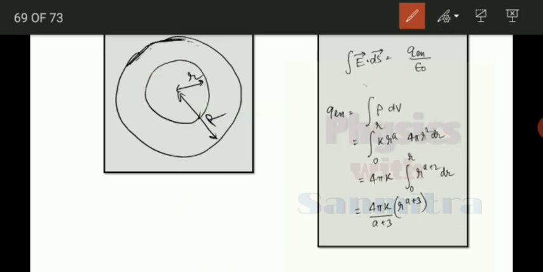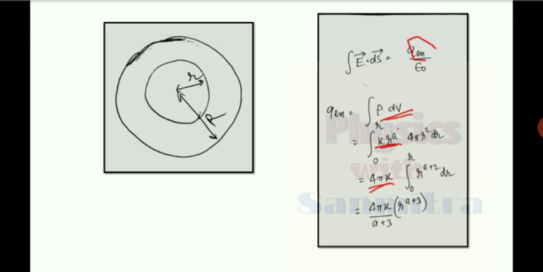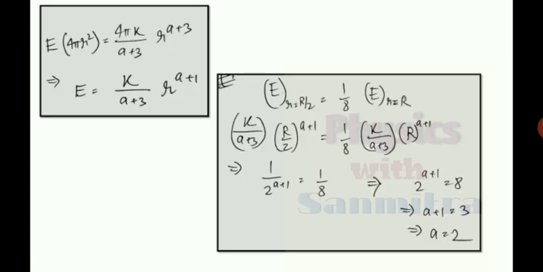So for rho into dv, what is rho? Rho I am replacing by k into r to the power a. This q enclosed we cannot find simply, we have to do integration. So from 0 to r, k into r to the power a, 4 pi r square dr. So 4 pi k into the integral from 0 to r of r to the power a plus 2 into dr, which gives 4 pi k divided by a plus 3 into r to the power a plus 3, and this is my q enclosed.